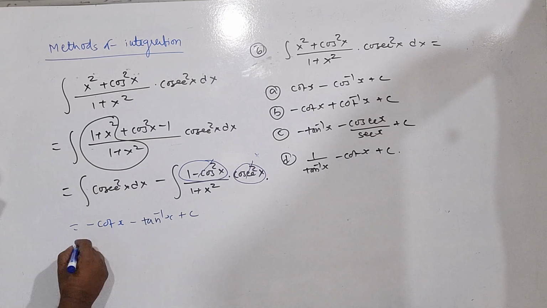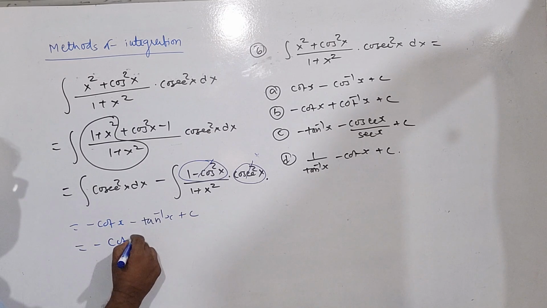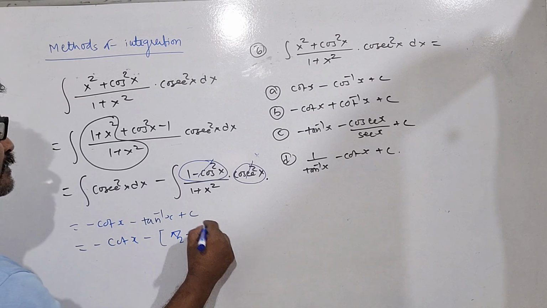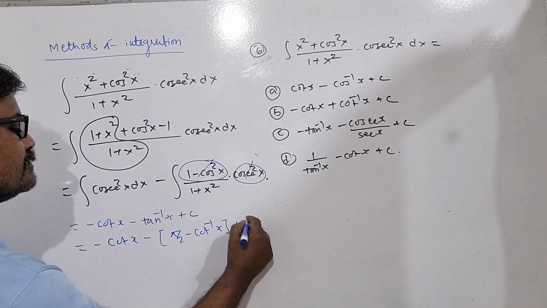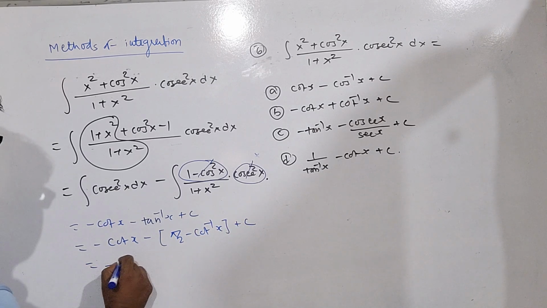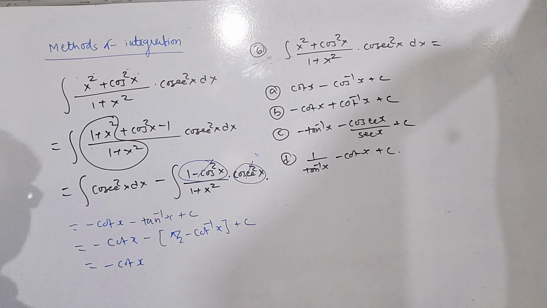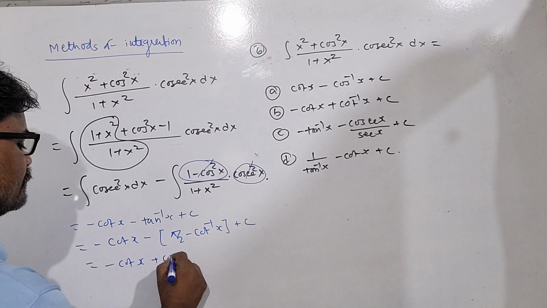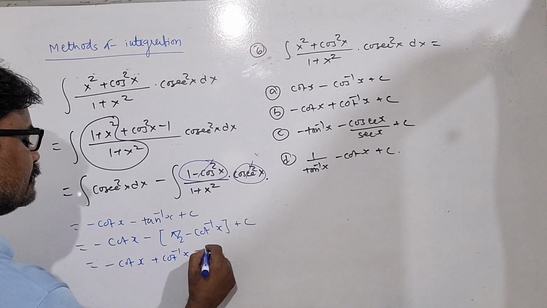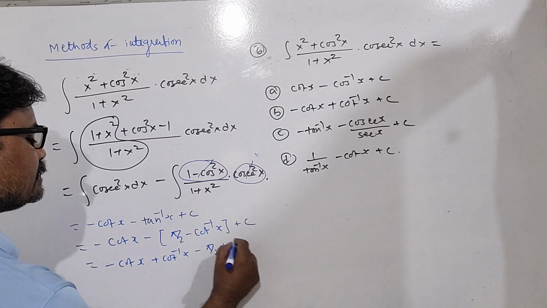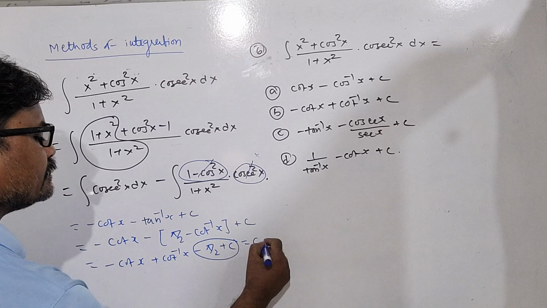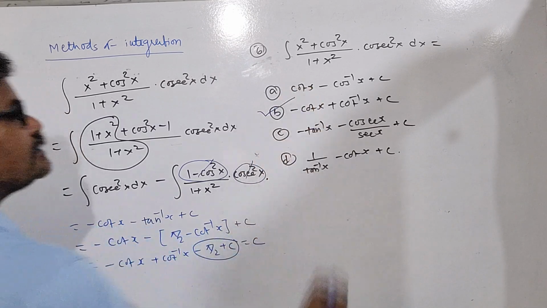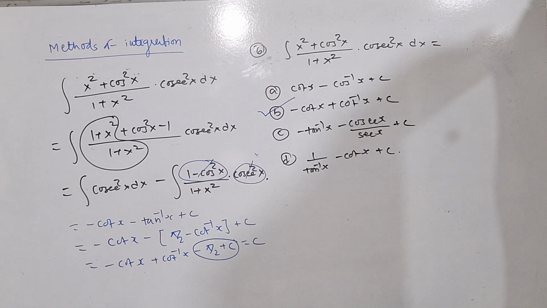Okay, here comes the knowledge of inverse trigonometry. This can be written as pi by 2 minus cot inverse x plus c. So this is minus cot x, correct, and this is plus cot inverse x minus pi by 2 plus c. This is again a new c. Correct. So minus cot x plus cot inverse x plus c is your option.